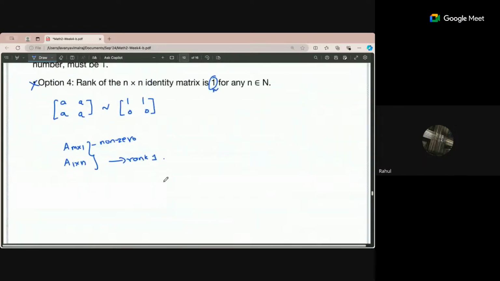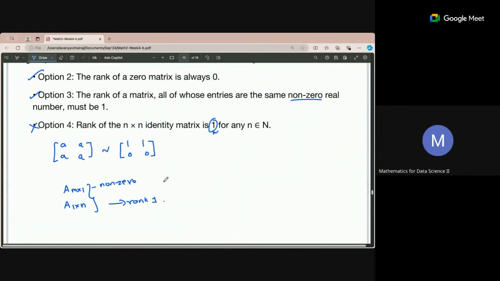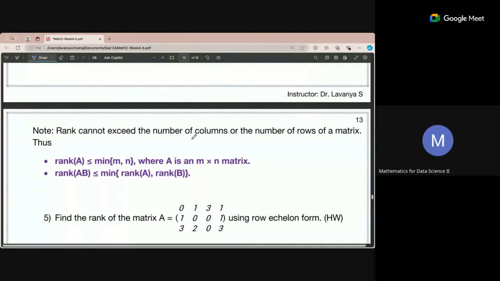Ma'am, can you explain option 4 again? Okay. So for option 4, let us consider the 2 by 2 identity matrix. Is this in REF form already? Yeah. So how many non-zero rows do you see? 2. So what is the rank of this matrix? Okay, 2. So the same holds for any n by n matrix. The rank of an n by n identity matrix is n. Okay?